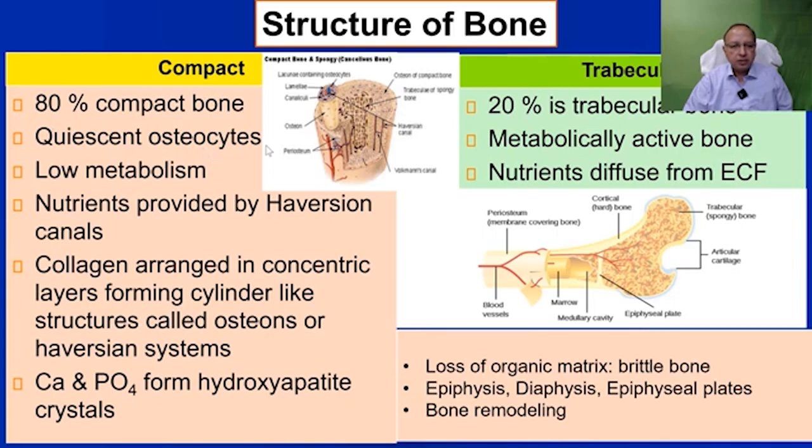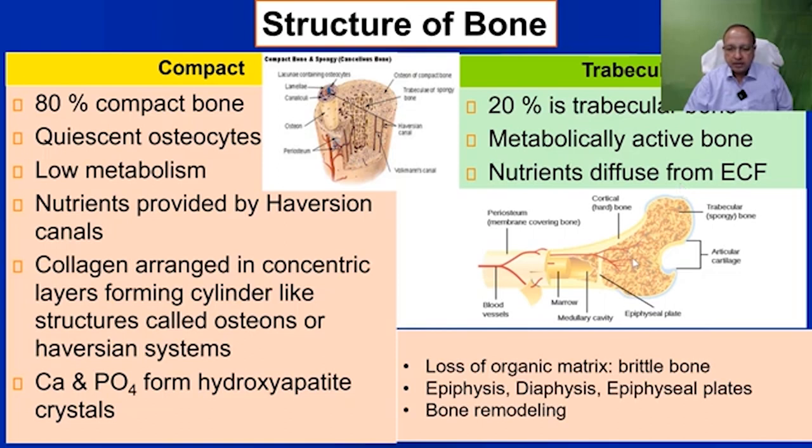It has a large number of osteocytes which are quiescent, they are not active. It has low metabolism. The nutrition is provided by the Haversian canals. What we see is that there are concentric layers which are formed of collagen, and these are called the osteons or the Haversian systems. It contains the calcium and phosphate hydroxyapatite crystals. These form the outer core, and they are protective in nature. The compact bone contains these Haversian canals. Then in the center or the core, we have the 20% of the total mass which is the trabecular bone. It is a metabolically active bone, and the nutrients diffuse from the extracellular fluid.